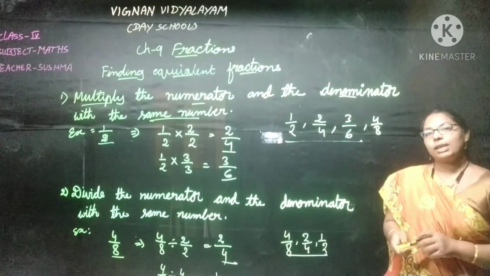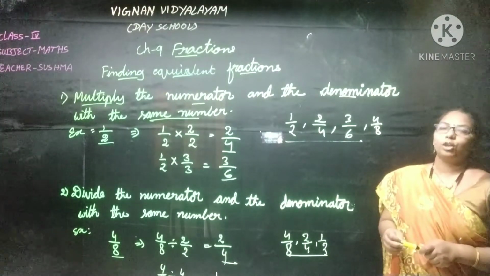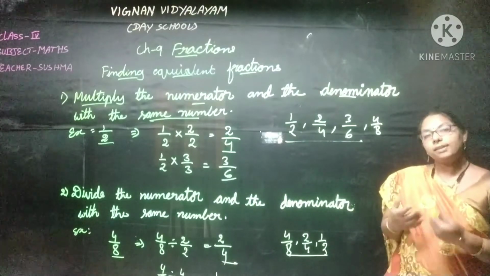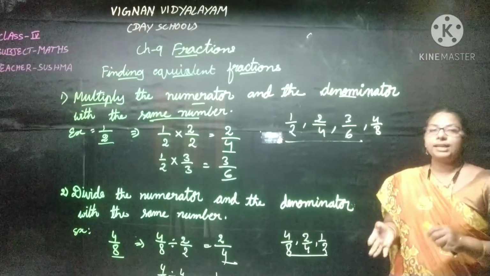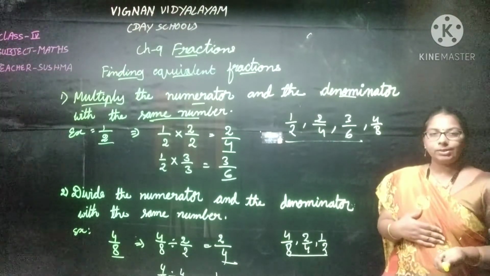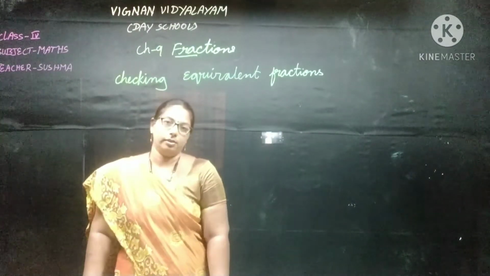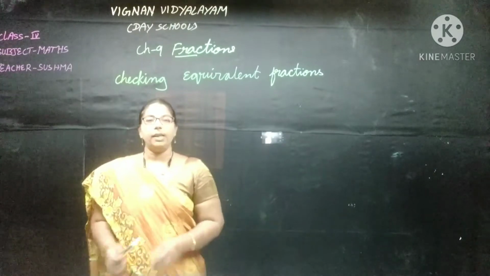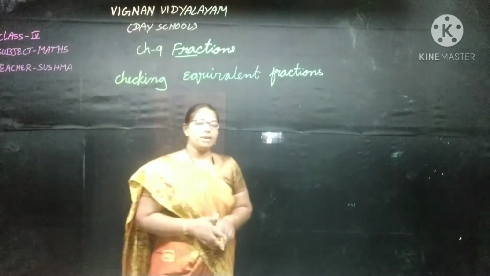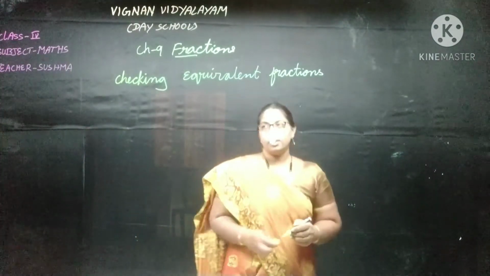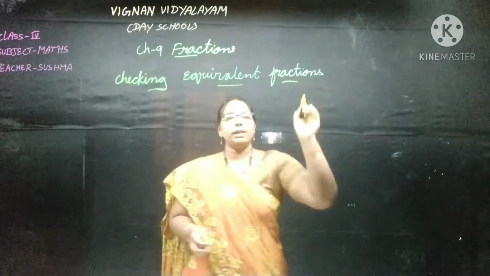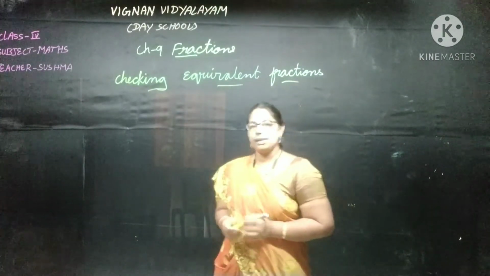First one is we can multiply the numerator and the denominator with the same number. Otherwise, we can divide the numerator and the denominator with the same number. Okay, children? Now we will see how to check, if two fractions are given, whether they are equivalent or not. Now we will check whether the two given fractions are equivalent or not.